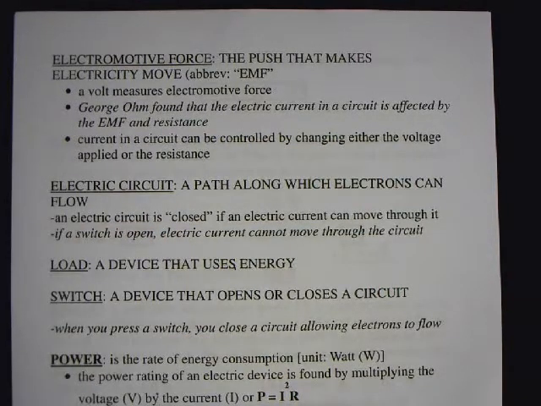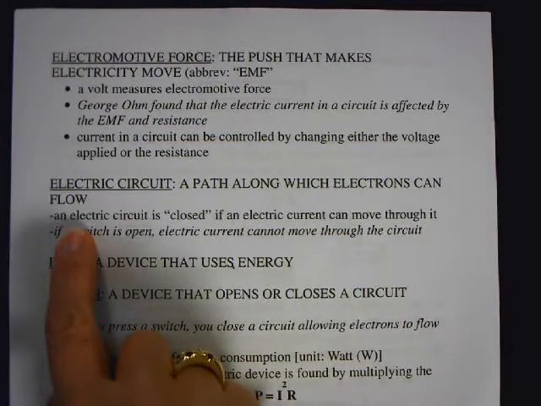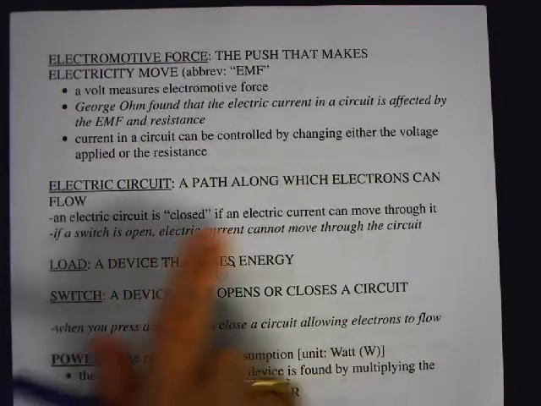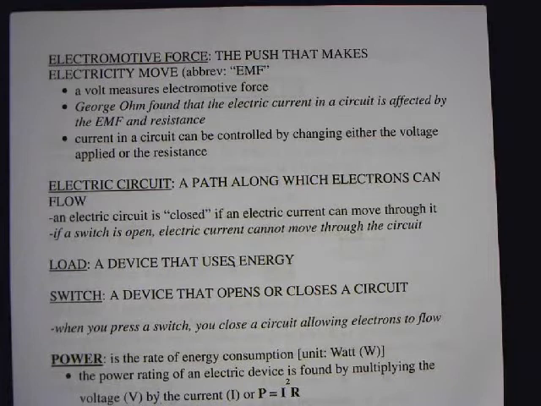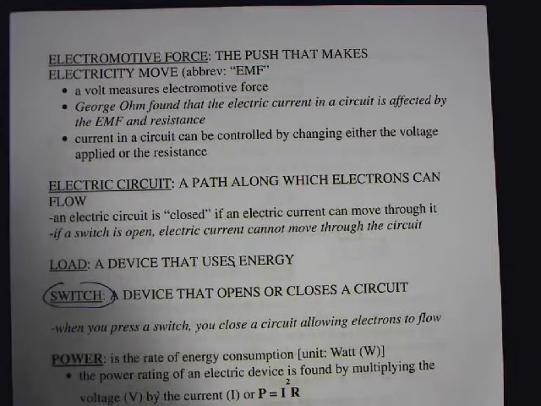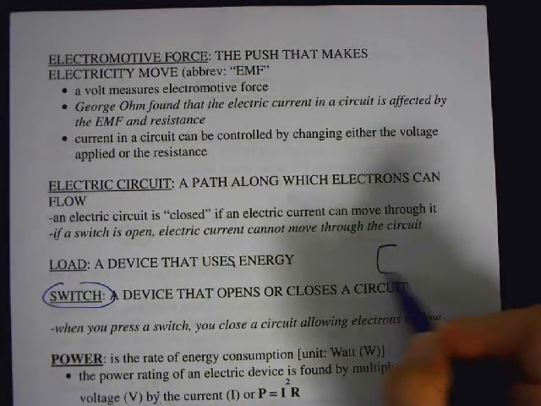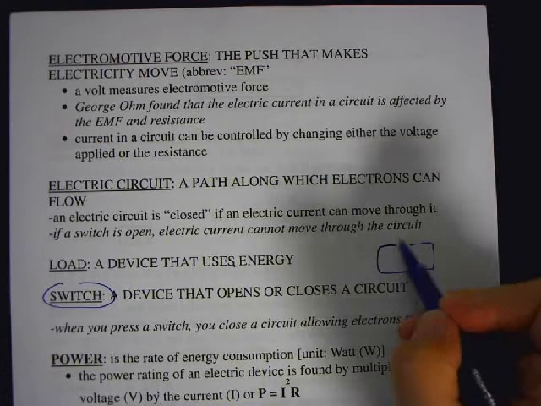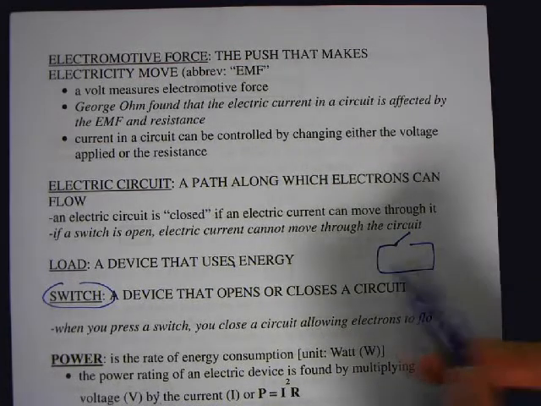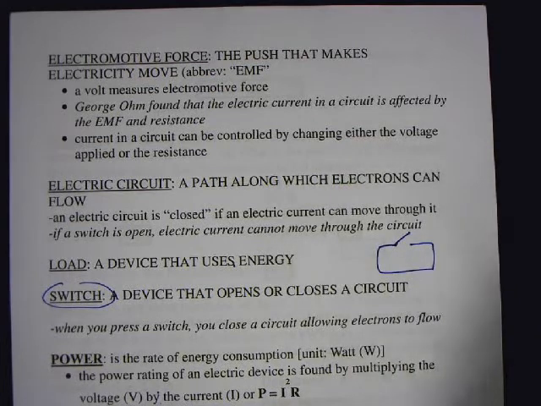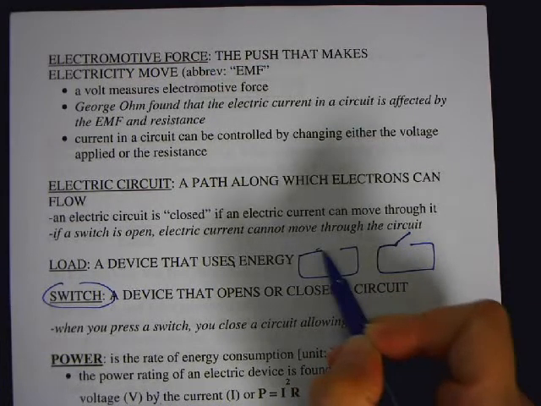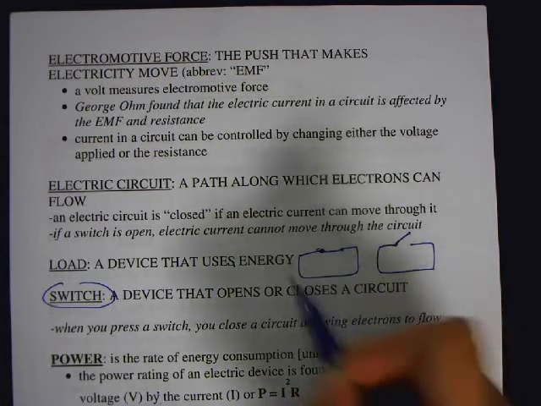So we're going to continue with electric circuits. A circuit is the path along which electrons can flow, that means the current, because remember, current is the flow of electrons. And an electric circuit is closed if an electric current can move. What that means is we have a device called a switch. If I had a circuit like this, if it's open, there's not a clear path for it to take. So when the switch is closed, the current can keep flowing.